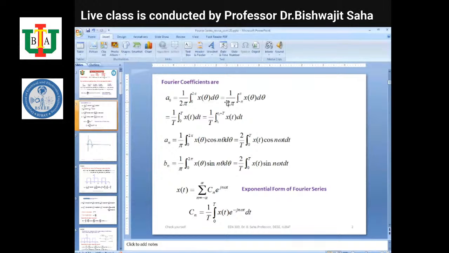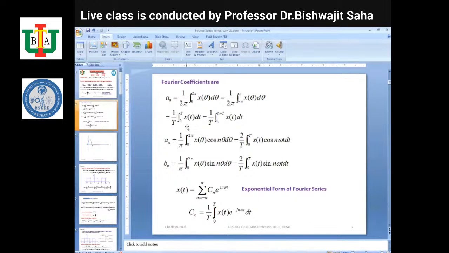So if the signal starts from minus pi to pi, still it is twice pi. The limit is the same, minus pi to pi, and 0 to twice pi, the limit is the same, twice pi. So the signal formula is going to be the same: 1 over twice pi, minus pi to pi, x of theta d theta. This is based on the angle scale.